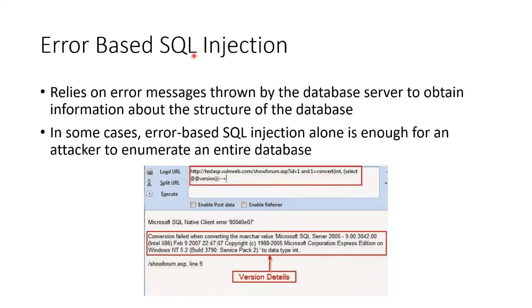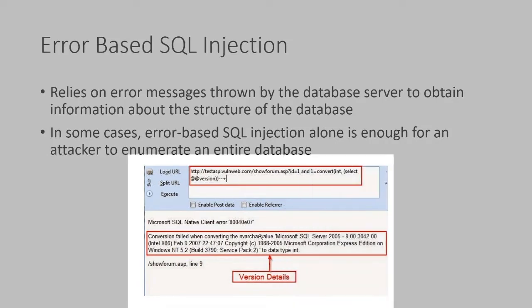Now, error-based SQL injection relies on error messages that are thrown by the database that will give us information about the structure of the database. Sometimes the errors are so descriptive that they are enough for us to figure out everything we need to know about that database. So let's just zoom in on this example here.